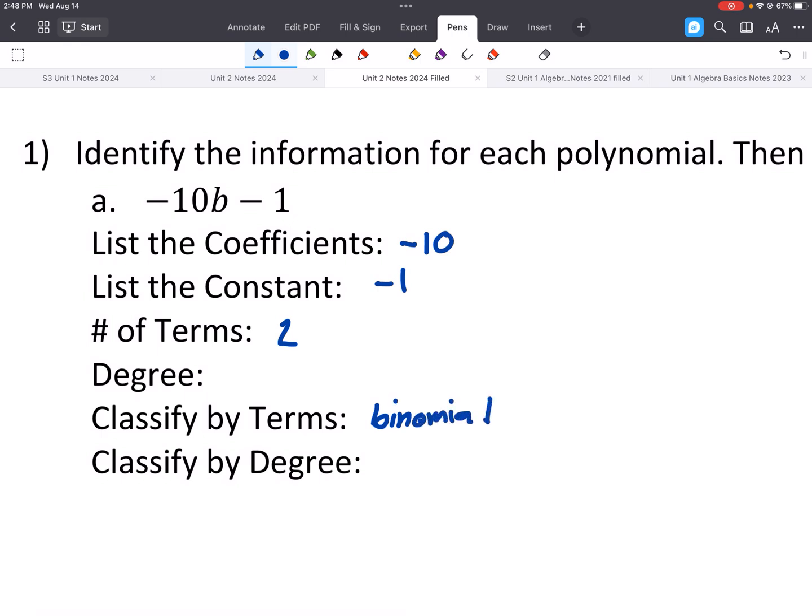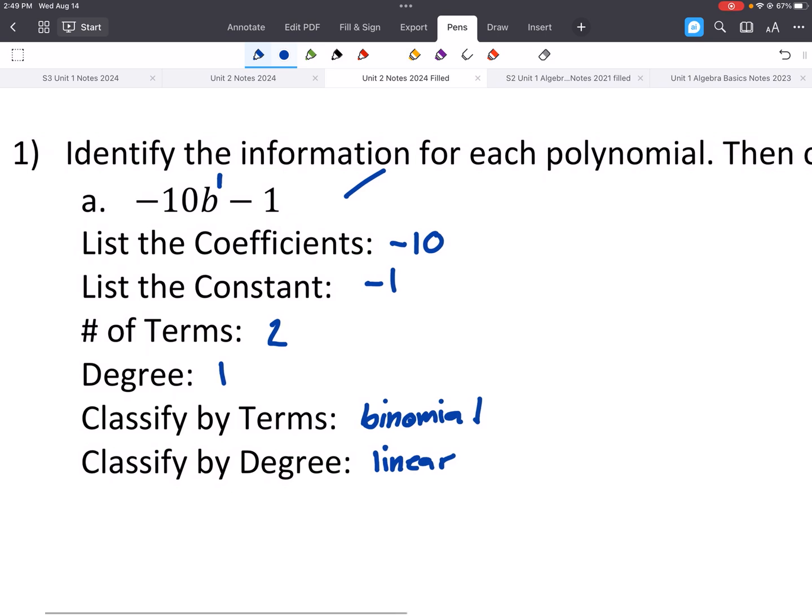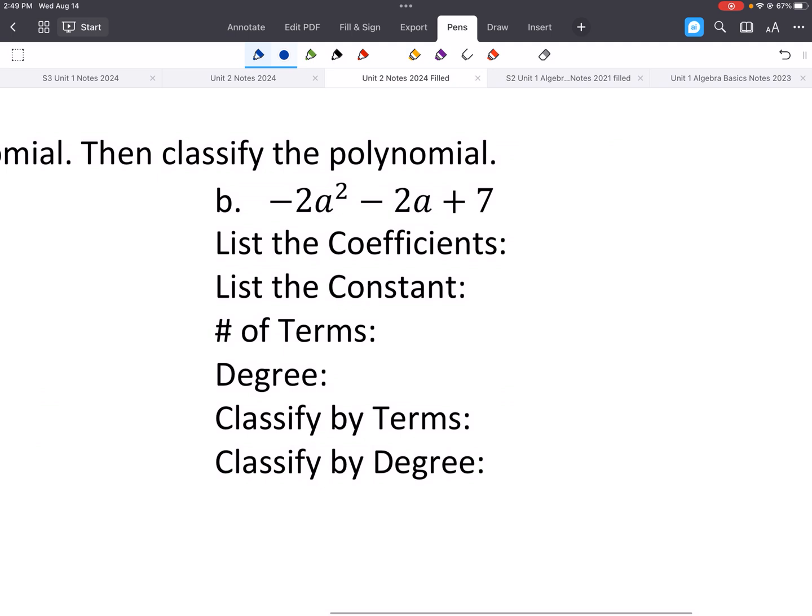And then with degree, again, we don't see it here, but there would be an exponent of 1 on that b. And again, if it has a degree of 1, we call it a linear. It only takes one, it's like one-dimensional. A line is one-dimensional, okay? All right, here's another example.